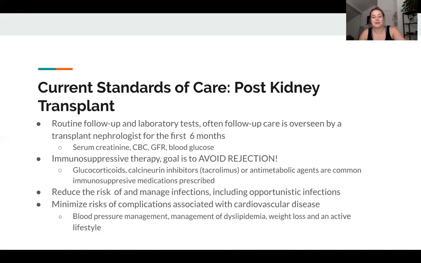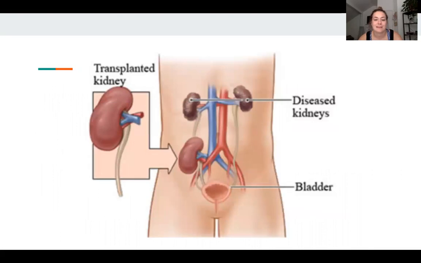So these are just some of the agents that he would probably be put on, the immunosuppressive agents, and then reducing the risk and managing infections like opportunistic infections, and minimizing complications associated with CVD because it's a really common complication in transplant patients. And that's just a picture of the transplanted kidney.